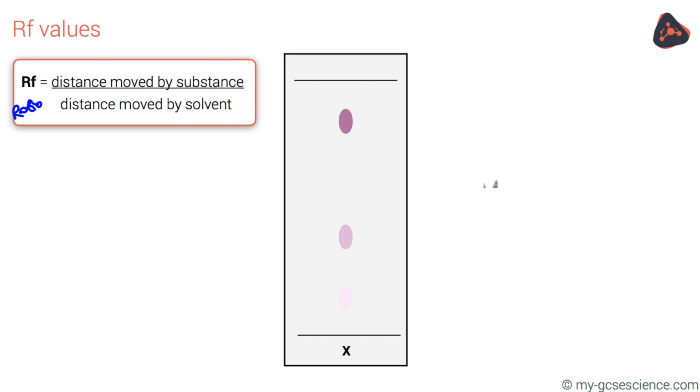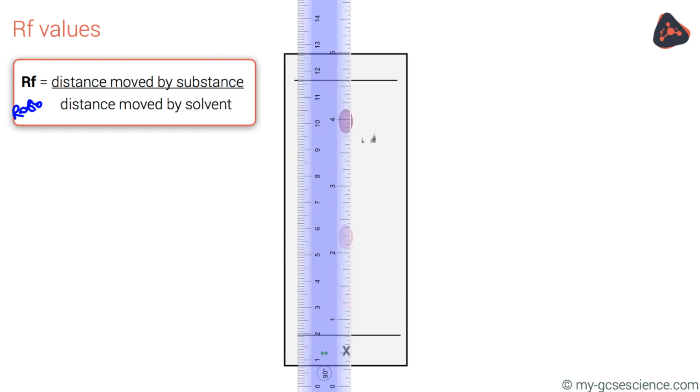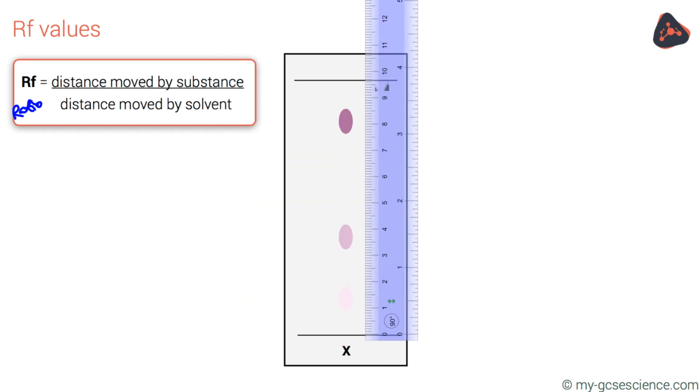So this is an example of a result that you might get where we started at this line, which was our pencil line that we drew originally. These are each of the three substances that were mixed into the original sample, and this line was drawn at the end to mark how far the solvent moved, which might have been water or, as I said, another solvent like ethanol. So in order to calculate this RF value, we need to measure the distance travelled by each of these substances and the solvent.